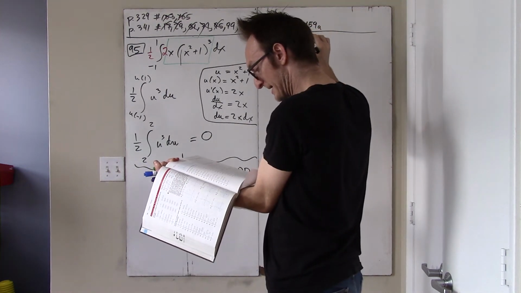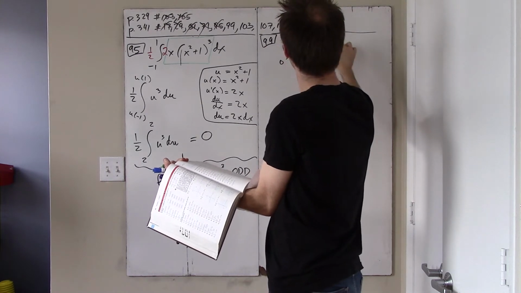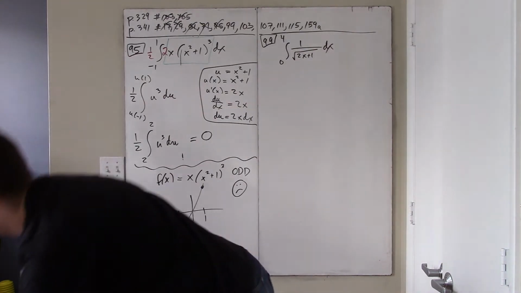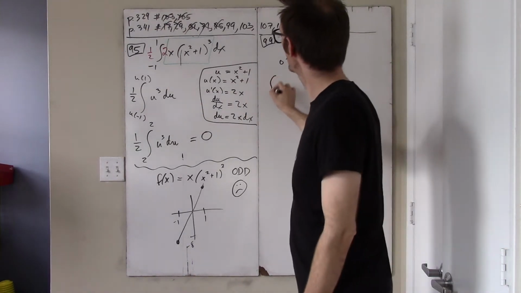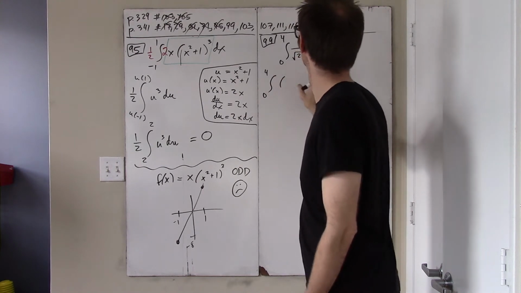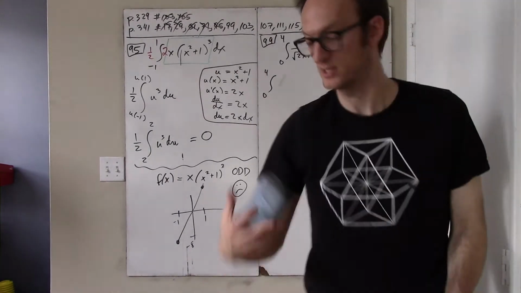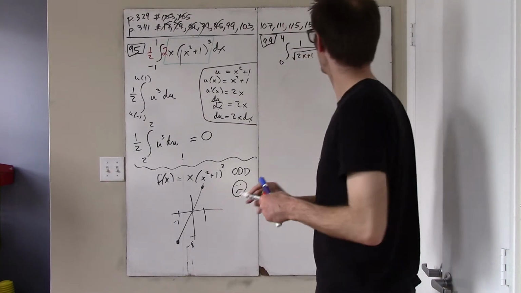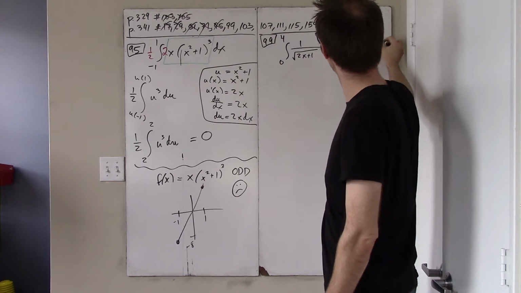of 1 over root 2x plus 1. Okay, what should we do? We should rewrite this as the integral from 0 to 4 of 2, well, maybe I don't need to rewrite it. Maybe I'll just go right in and do the obvious substitution. I think the obvious substitution is u equals 2x plus 1.